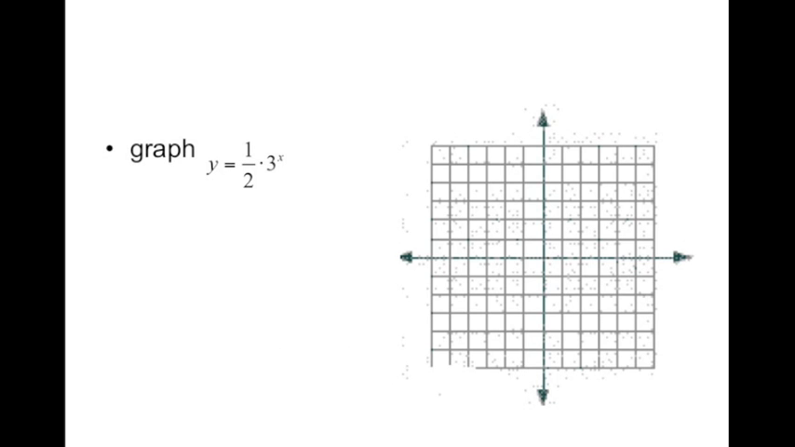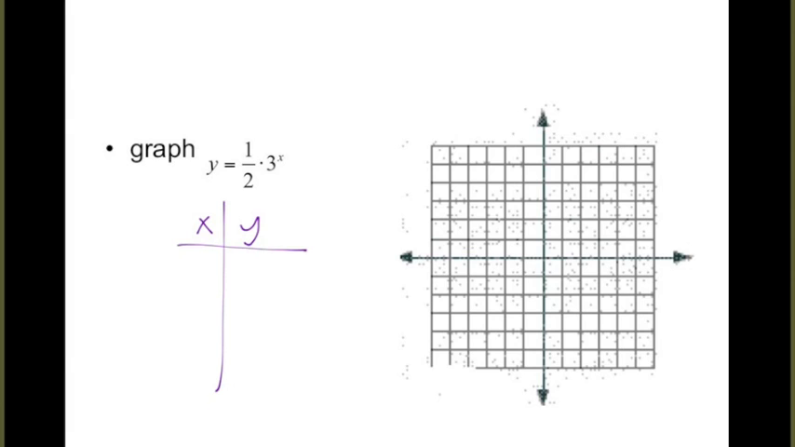To graph them, we're going to look at some charts. So we're going to make XY charts for our graphs here. I'm going to plug in -1, 0, 1, and 2. If I plug in -1, I'm going to have 1/2 times 3 to the -1. Now we got to remember some exponent properties from a while back. What does an exponent of a negative number do? Flips it to the bottom. It's going to make it 1/3. So this is 1/2 times 1/3. A negative exponent flips it to the bottom of a fraction. So this gives us then 1/6.